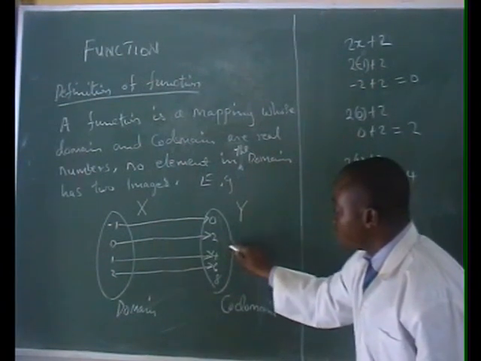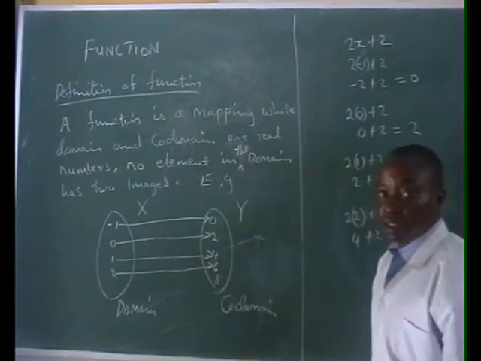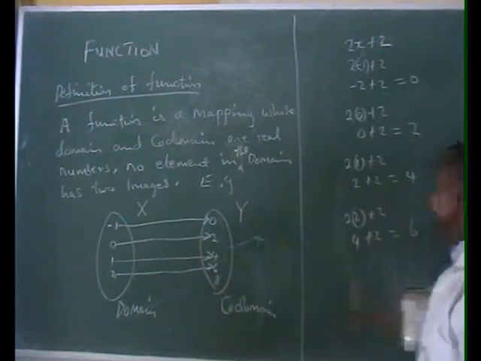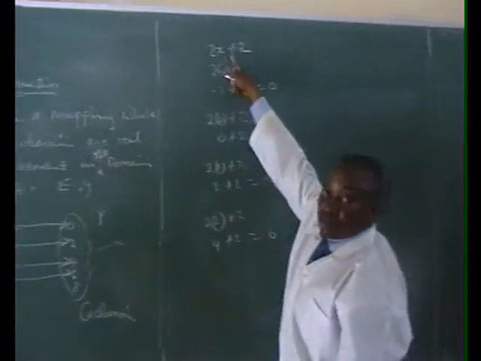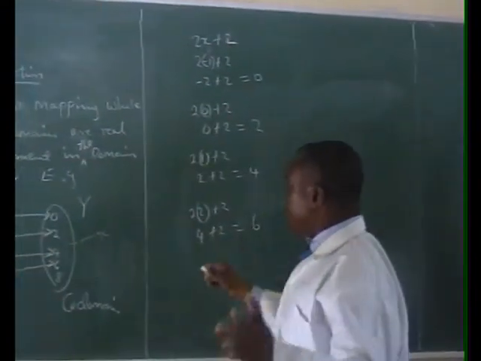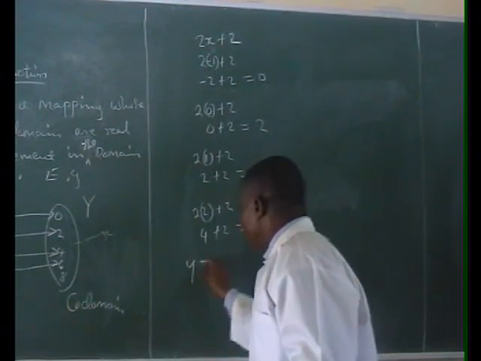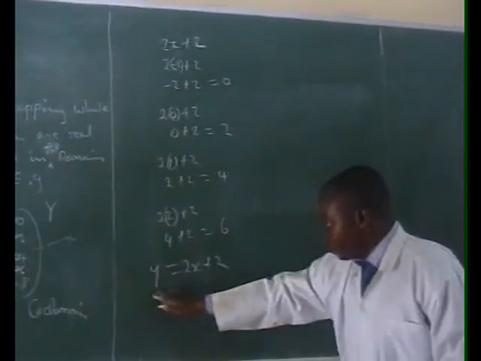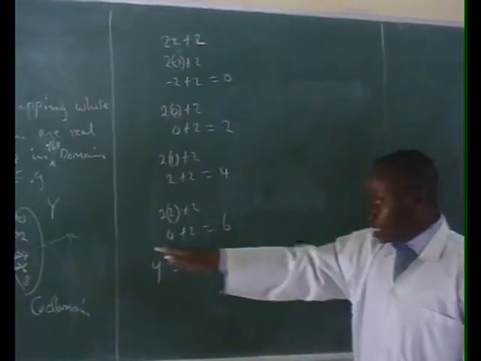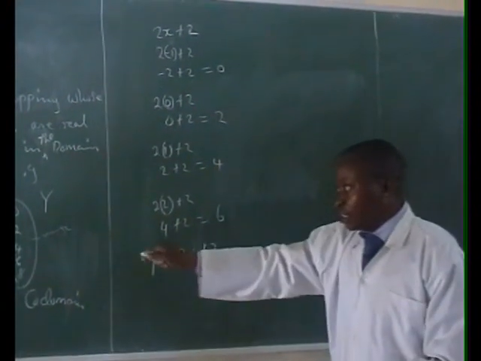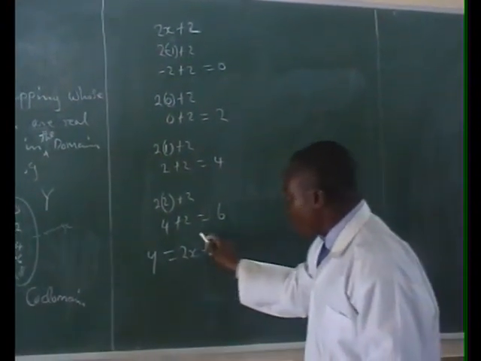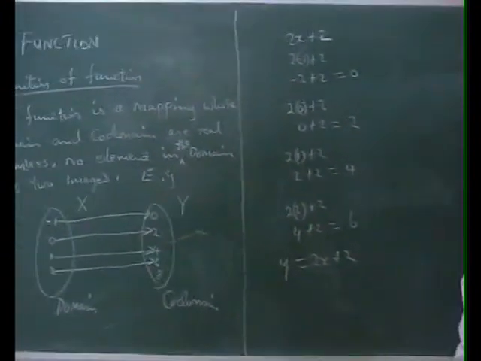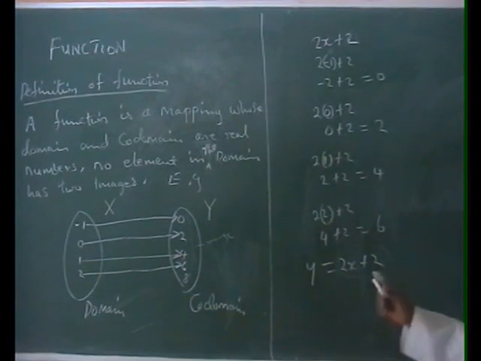Now, you find out that for the elements here that are assigned, from here to here, which is the range, the particular rule that generates these elements is 2x plus 2. So I can write it like this: y is equal to 2x plus 2. So it's easy in form of an equation now. That is how it generates from there. That is the rule, this rule that is assigning these values. So it's very, very important.